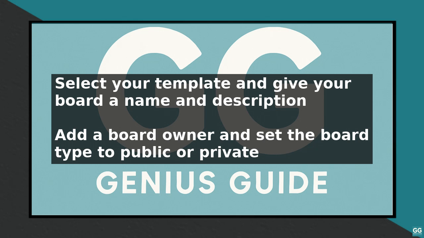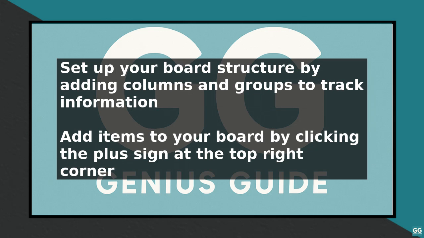To add a column, click the plus sign at the top of the board and select the column type you want to add. To add a group, click the plus sign at the bottom of the board and select the group name. You can also add items to your board by clicking the plus sign at the top right corner of each group. Each item can have its own set of details such as text, numbers, and dates, and can be assigned to a specific user or team.